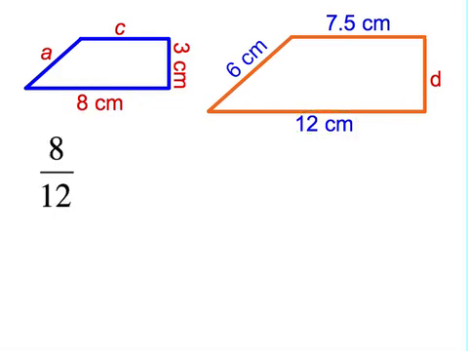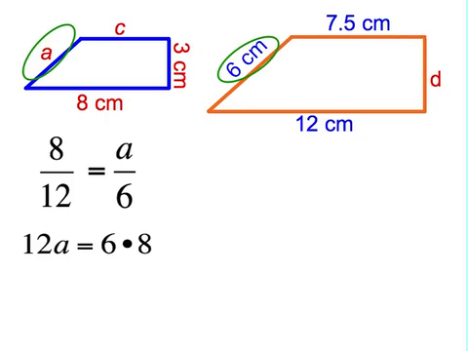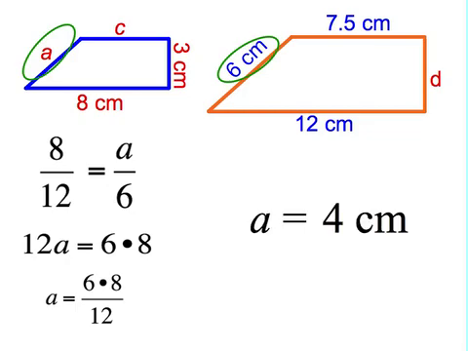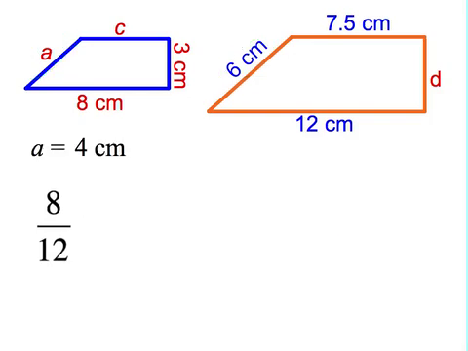Now we're going to pick one of the variables, and let's pick variable A. And we see that A is the unknown length of the left side of the blue trapezoid, and on the orange trapezoid, the left side is 6 centimeters. So our ratio is A to 6. We cross multiply, and then we know that A is 6 times 8 over 12. Well, I know that 6 times 8 is 48. 48 divided by 12 is 4. So A is 4 centimeters long. Well, I'll write that up at the top.